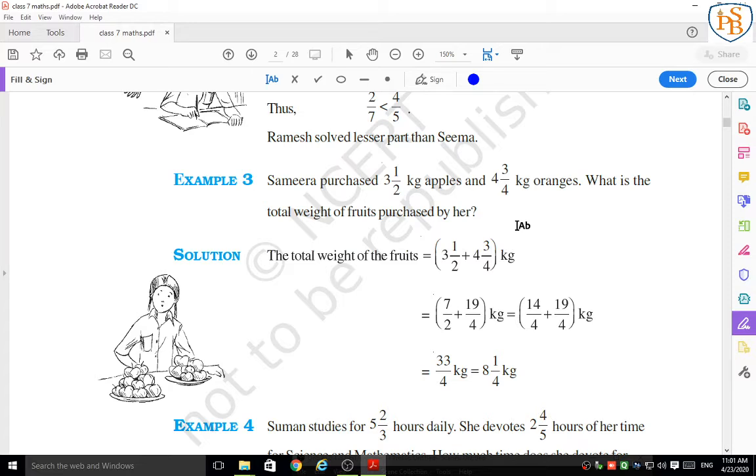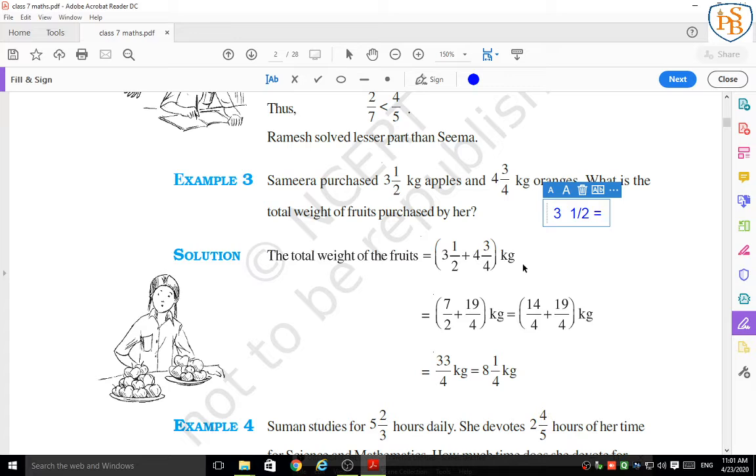Now these are the mixed fractions and we have to convert them into improper fractions. So look at here how we can convert it. The given fraction is 3 and 1 upon 2. So how can we convert it? Look at here carefully. 3 and 2 are the crossed numbers, and it is very simple.